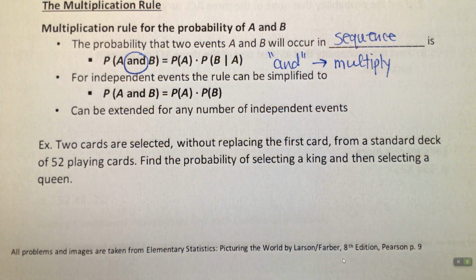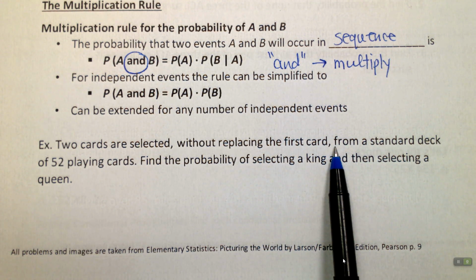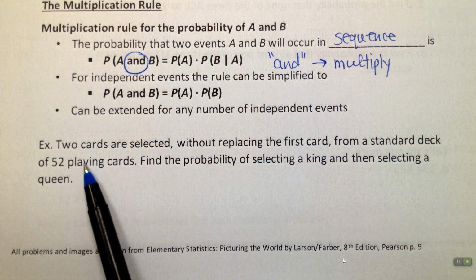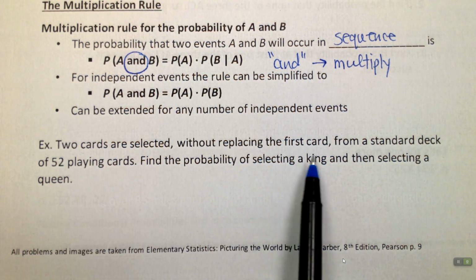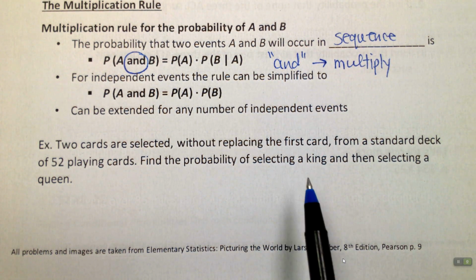Alright, so let's look at this. 2 cards are selected without replacing the first card from a set of cards. What is the probability of selecting a king and then selecting a queen? Selecting a king and then a queen.